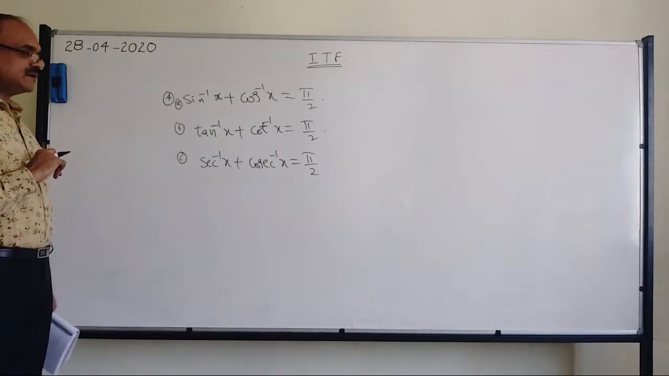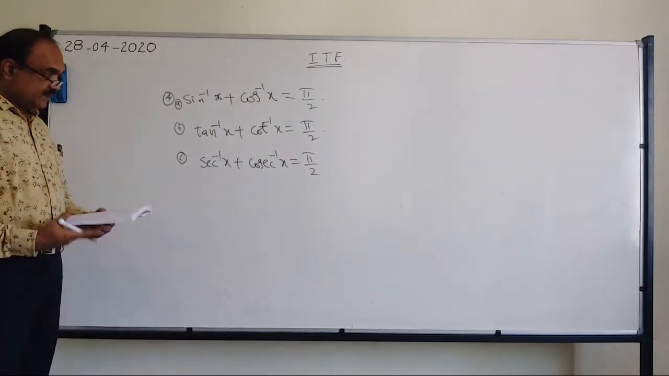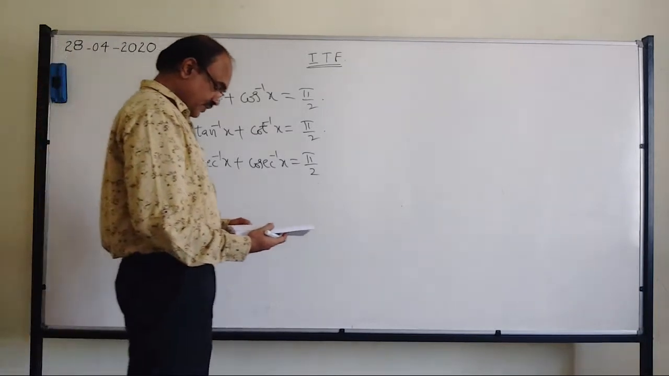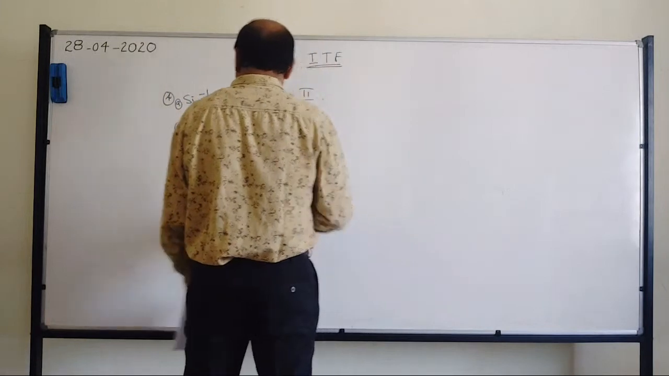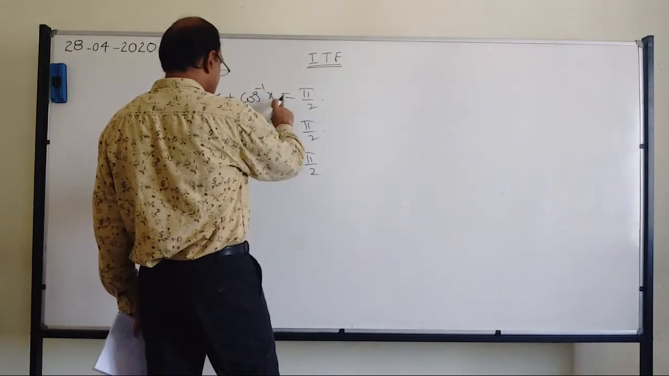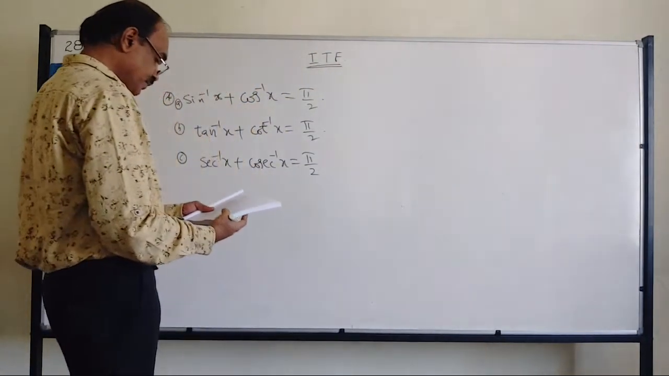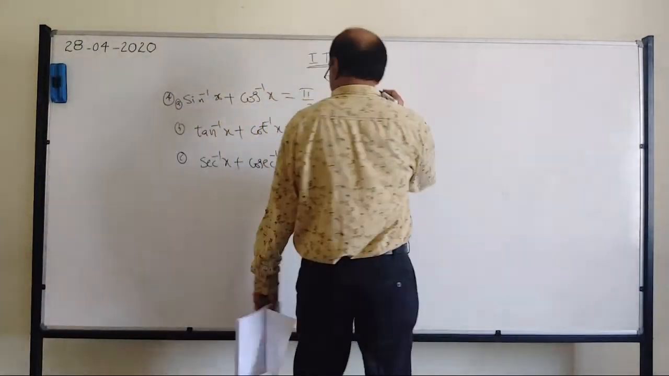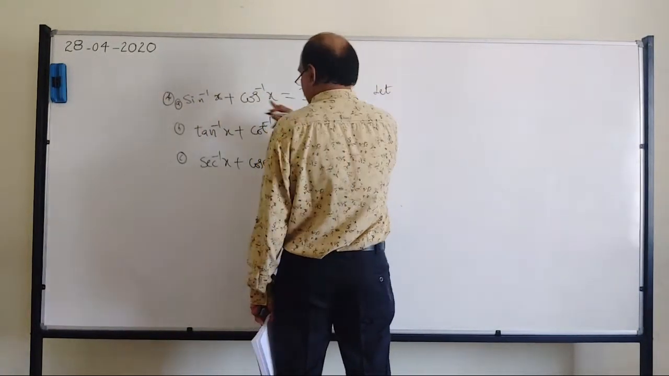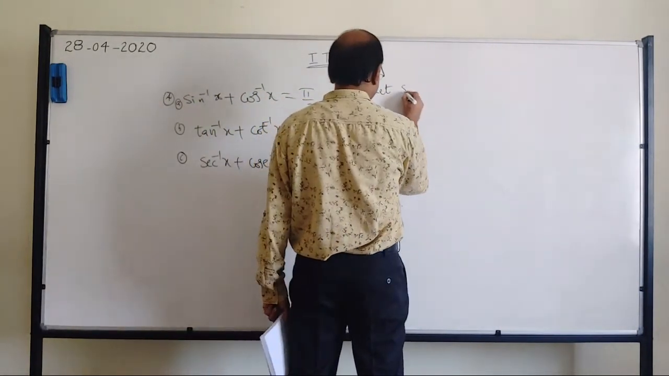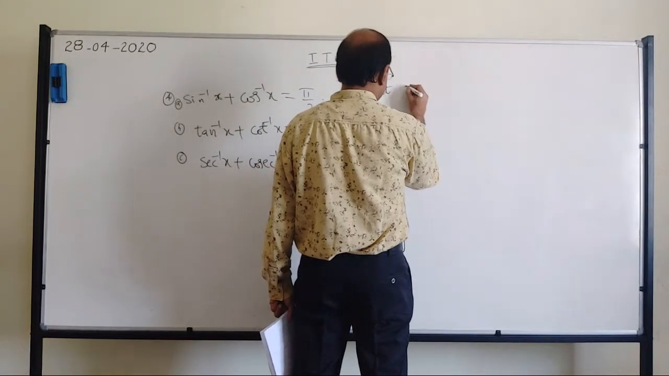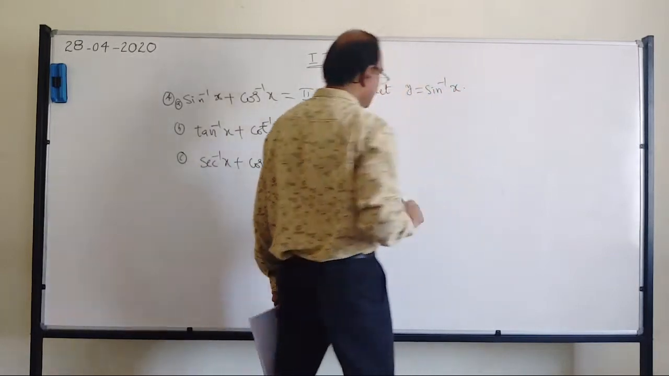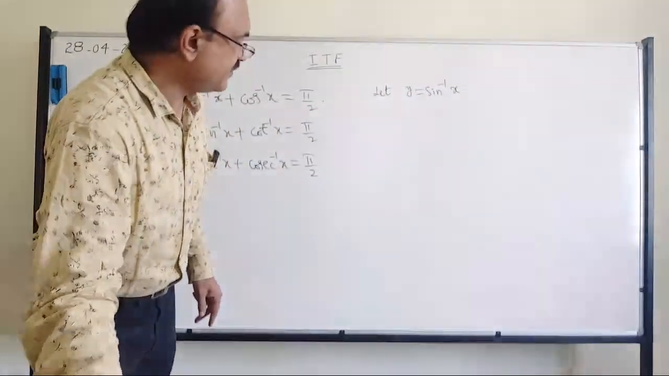So here also I will prove one. The same process you can follow for the other things too. So let me prove this: sin inverse x plus cos inverse x is equal to pi by 2. I can start with anything. Let me first start with, let y is equal to sin inverse x. I could have taken cos inverse x also. I will do both ways, no problem.